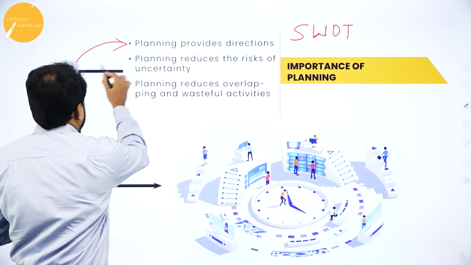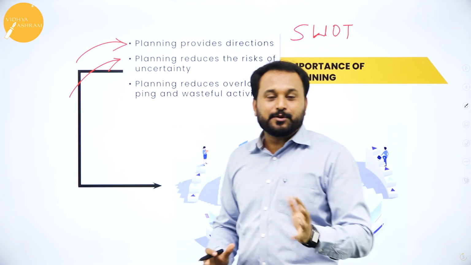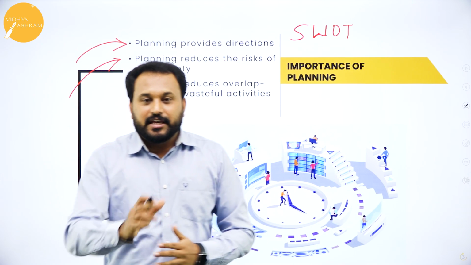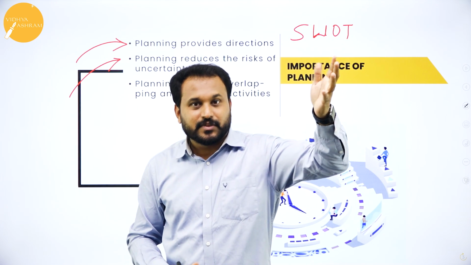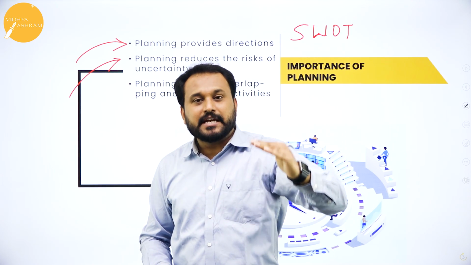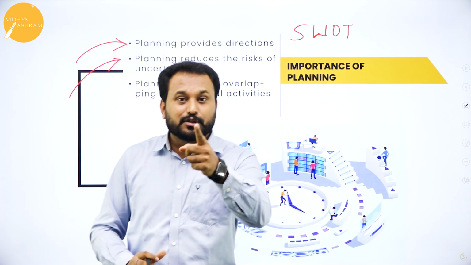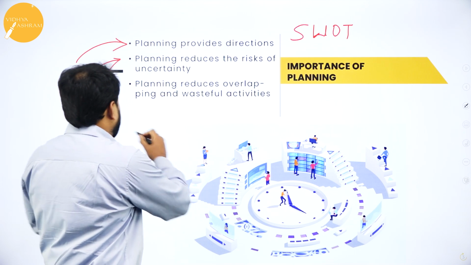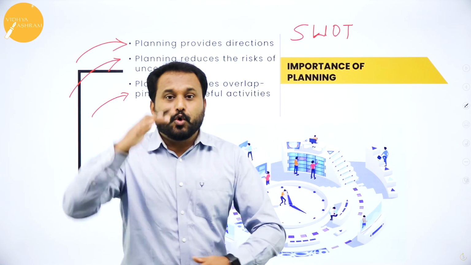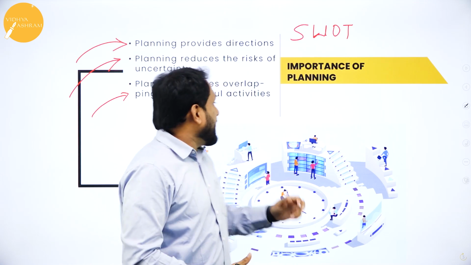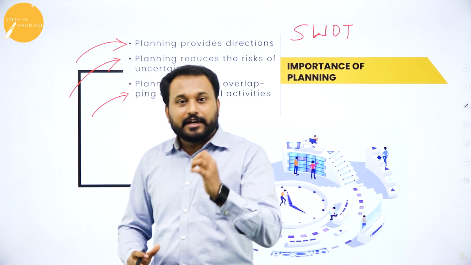The second thing: planning reduces the risk of uncertainty. If you start planning, whatever is uncertain in the future, you will minimize it. Uncertainty you cannot avoid, but you can reduce it through planning. The next thing is, planning reduces overlapping. Planning will reduce overlapping and wasteful activities, whatever you would be doing.